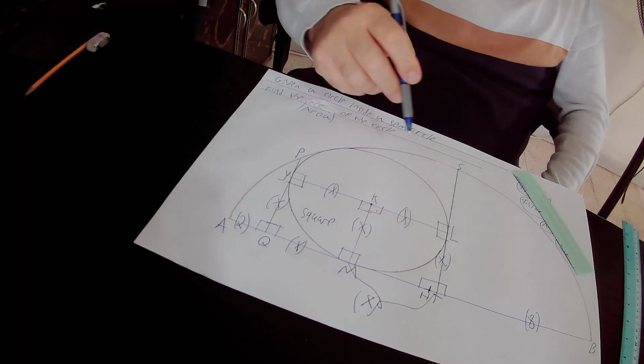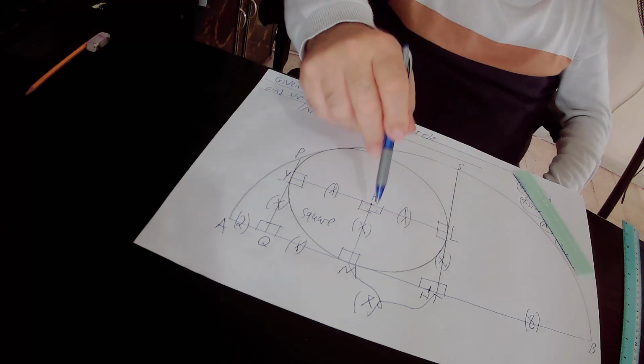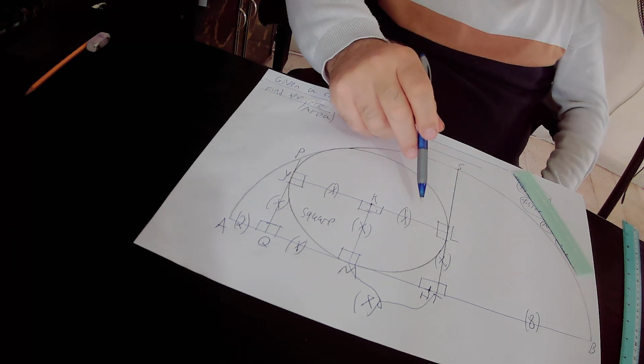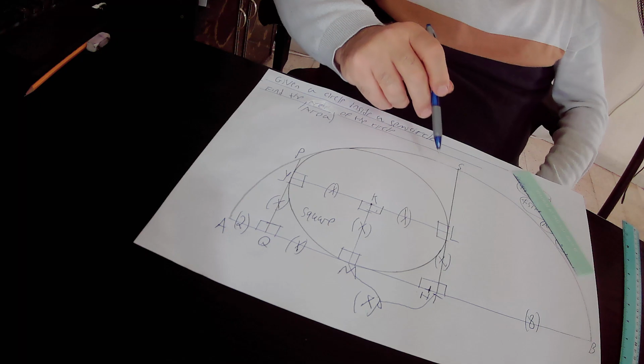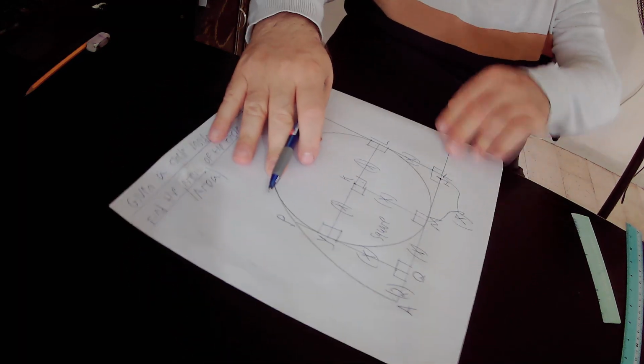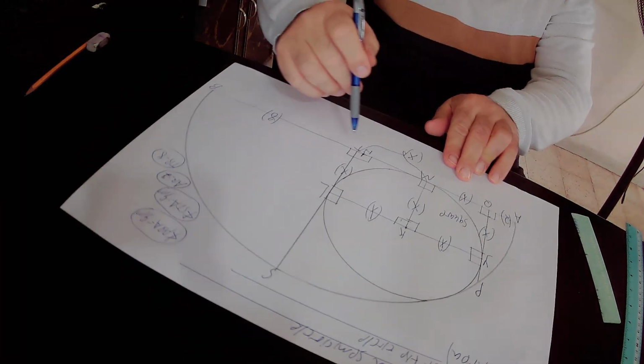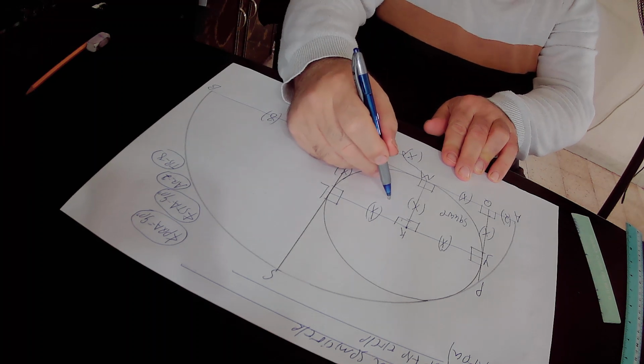Again, we found out that quadrilateral KLTM is not just a rectangle but a square. Why? Because all of its sides are equal to each other. So I write it down. This quadrilateral KLTM is a square.